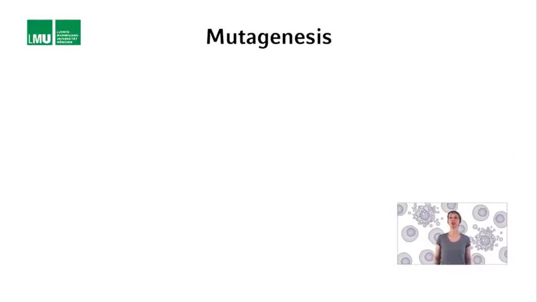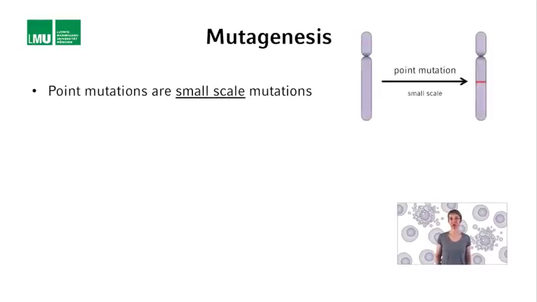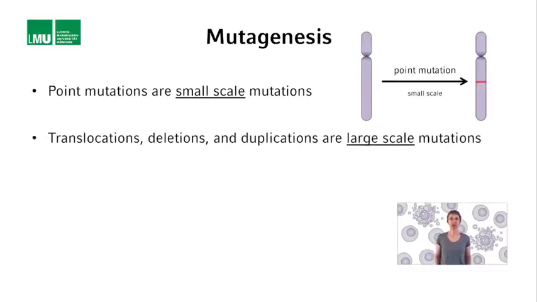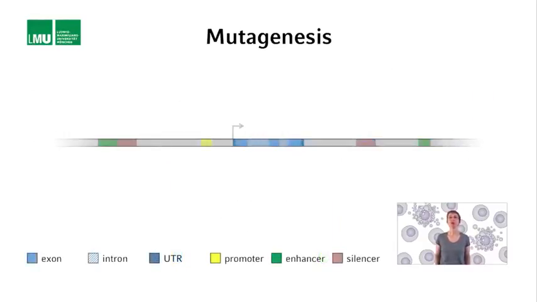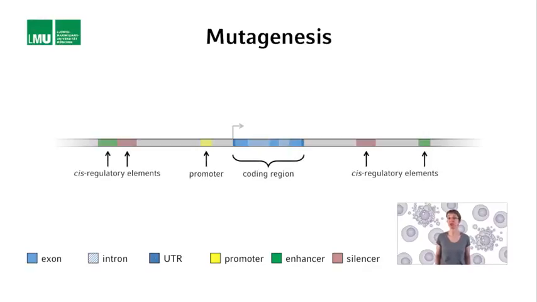Point mutations are small-scale mutations that often affect a single gene. In contrast, large-scale mutations, such as chromosomal translocations, deletions, or duplications, can affect many genes. If a point mutation is in the coding region, the promoter region, or important cis-acting regulatory regions of a gene, it can have a severe effect on the function of that particular gene.